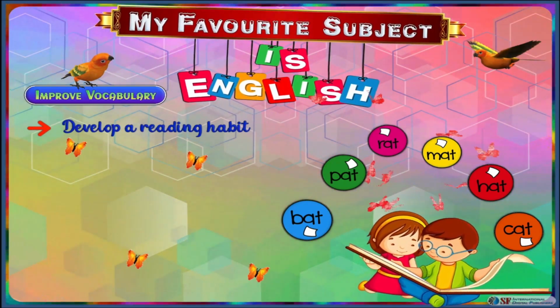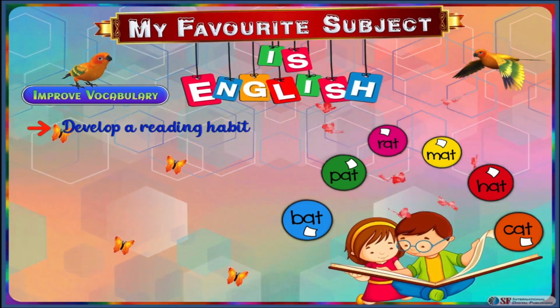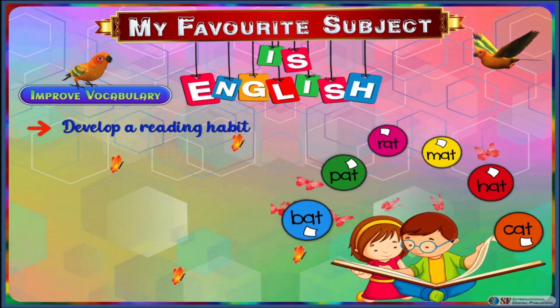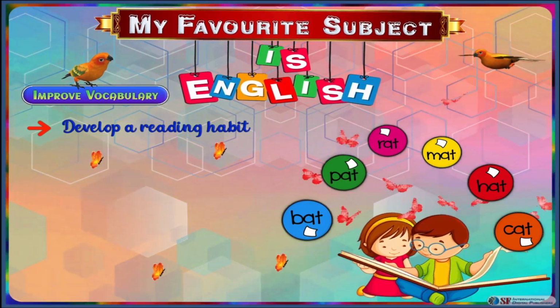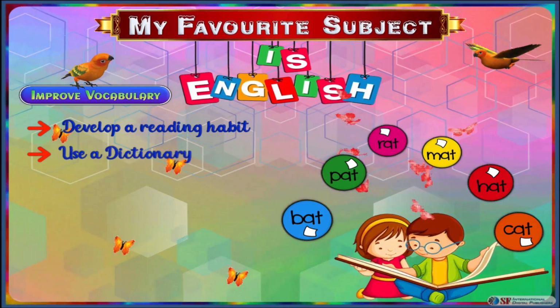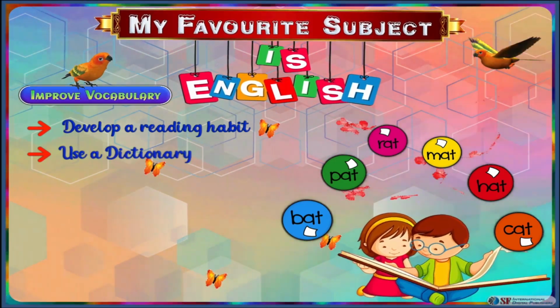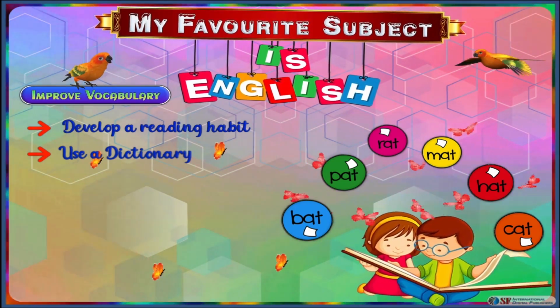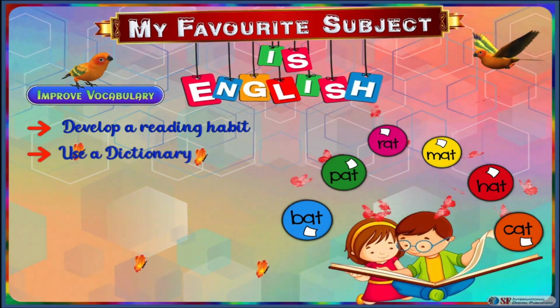Develop a reading habit. Vocabulary building is easiest when we encounter words in context. Not only do we gain exposure to unfamiliar words, we also see how they're used. Use of a dictionary. Dictionary definitions can also educate us about antonyms, root words, and related words, which is another way to learn vocabulary.